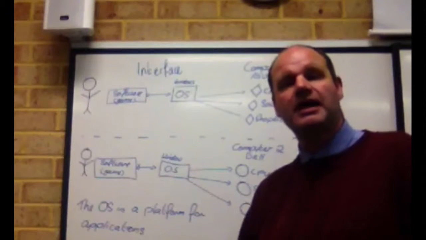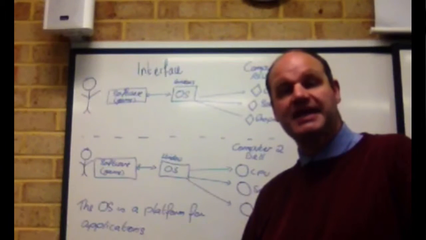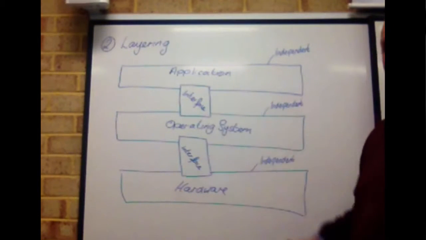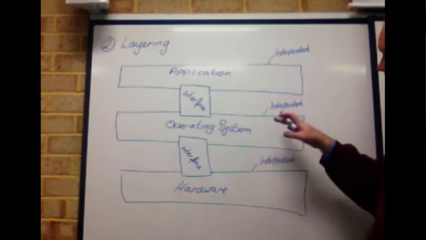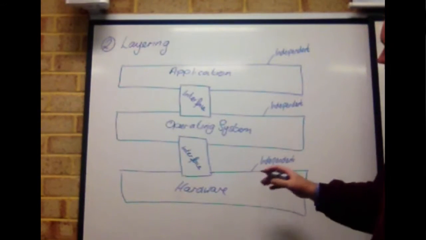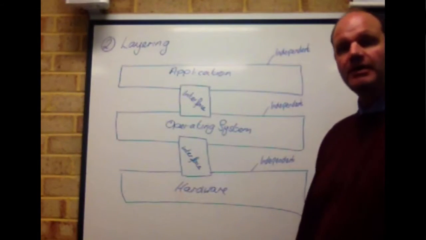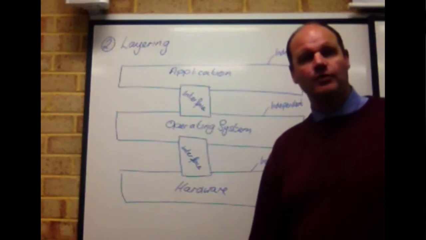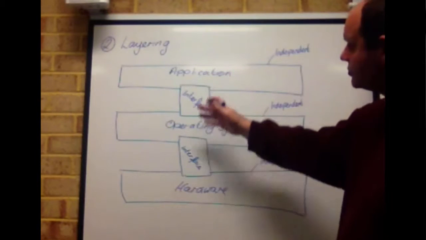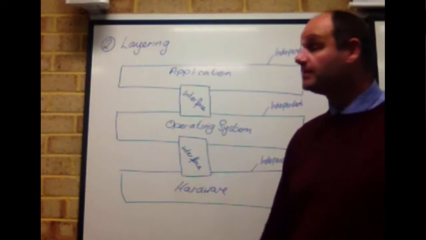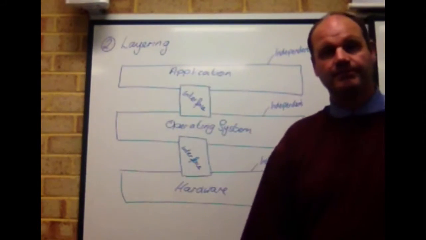A second advantage for operating systems is that of layering. On this one here, we see that the application layer is independent of the operating system. The operating system is independent of the hardware. However, if the application wants to run, it needs to be able to access the hardware. The only way it can do that is through the operating system. Hence, there still needs to be an interface, a connection between these three areas.